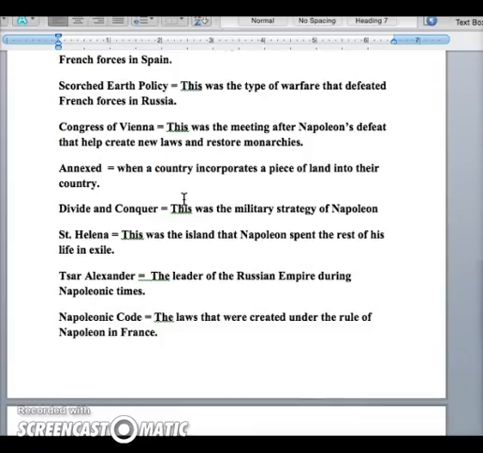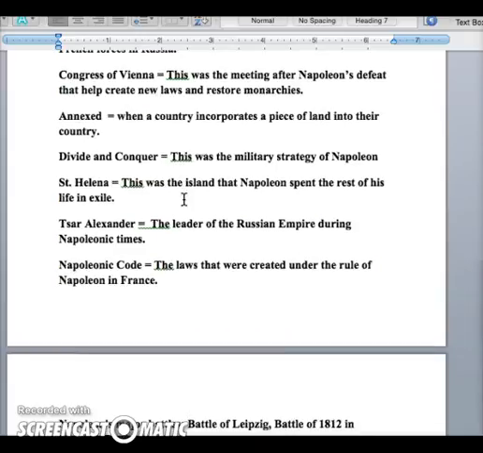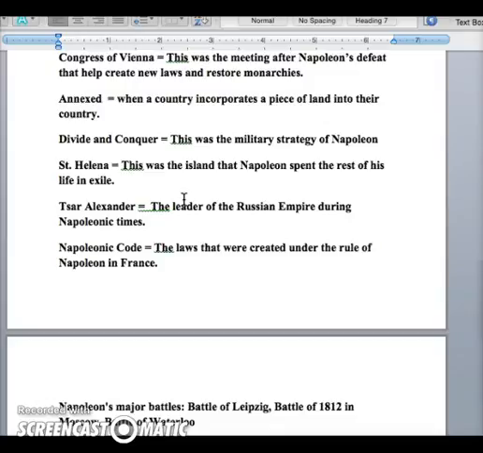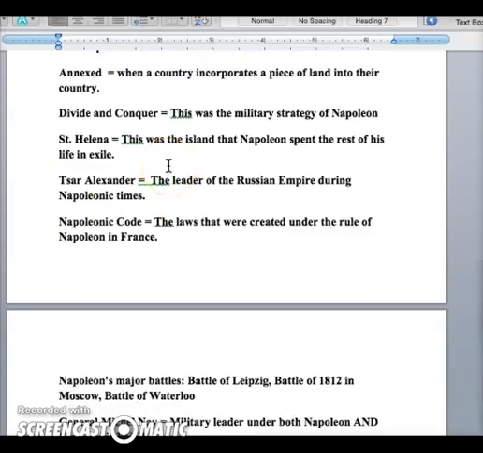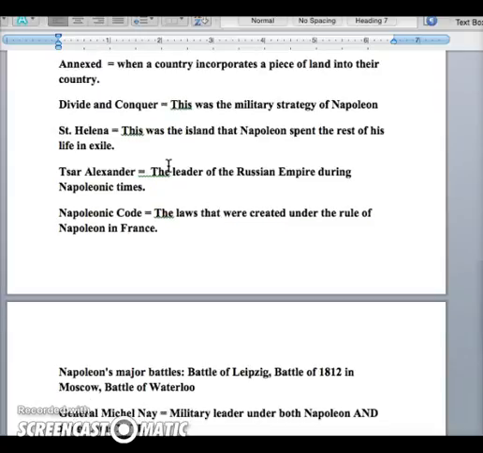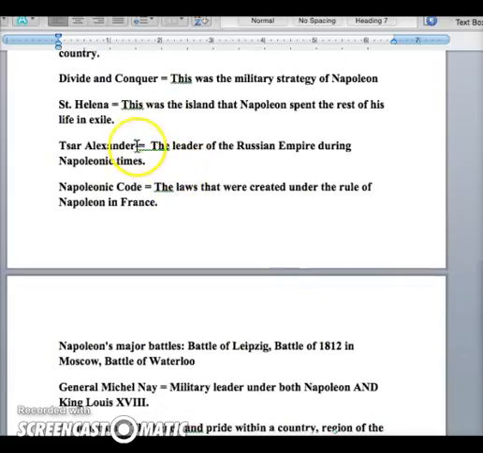Congress of Vienna, this was a meeting after Napoleon's defeat. It created new laws and restored old monarchies. Annex, this is when a country incorporates a piece of land into their country. Divide and conquer, this was the military strategy used by Napoleon in which he would split his forces when he attacked and then attack their smaller groups. St. Helena, that was the island that Napoleon spent the rest of his life in exile. Tsar Alexander the First was the leader of the Russian Empire during Napoleonic times.